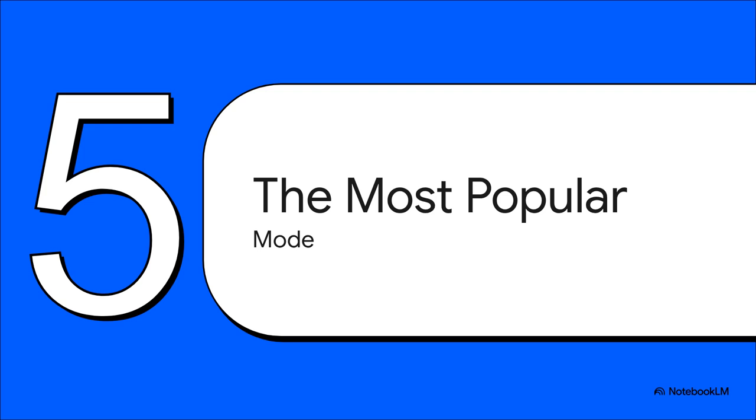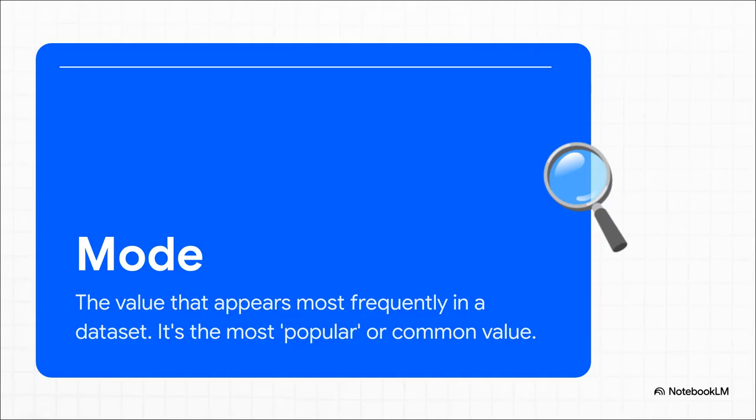Okay, we've got one more tool in our kit. The mean finds the average. The median finds the middle, but the mode? The mode answers a totally different question. What's the most popular? Yeah, the mode is simply the value that shows up more often than any other. So if you want to know the most common shoe size that's sold or the most frequent score on a test, you are looking for the mode.